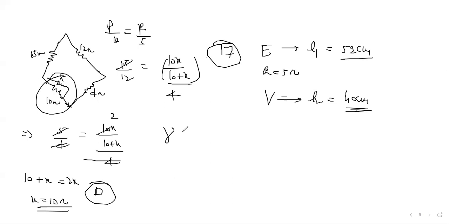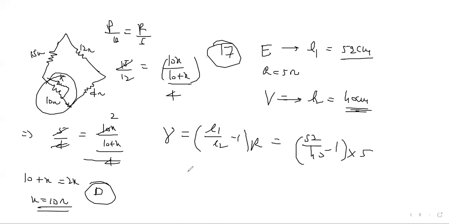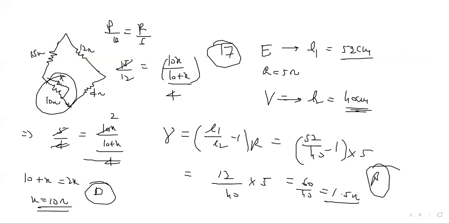So we know the formula is L1 upon L2 minus 1, into R. This is the formula. We can write E by V also. So simply it is 52 by 40 minus 1, into the resistance given, 5. If you watch carefully, 52 minus 40 becomes 12, so 12 by 40 into 5. So this is 60 by 40, meaning the answer should be around 1.5 ohm. That is the resistance given in your second option. Beta should be the correct answer for the given question.